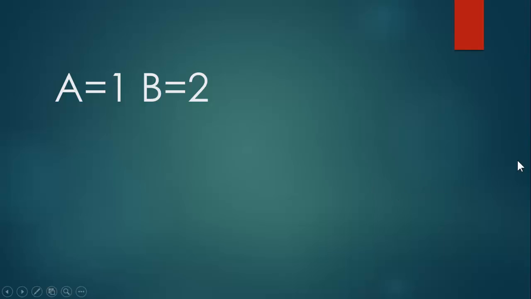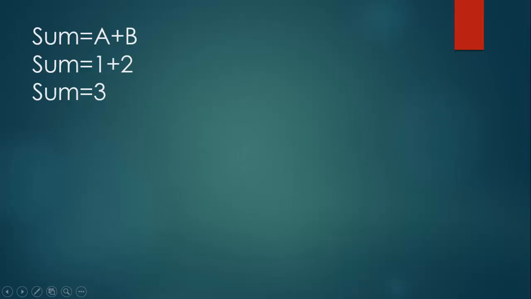Next, for example, I want to add these two numbers and save the sum in memory. It's very easy. We'll say sum equals A plus B, sum equals 1 plus 2, sum equals 3. The sum is the sum of these two numbers, so I can very easily add these two numbers and obtain a sum.